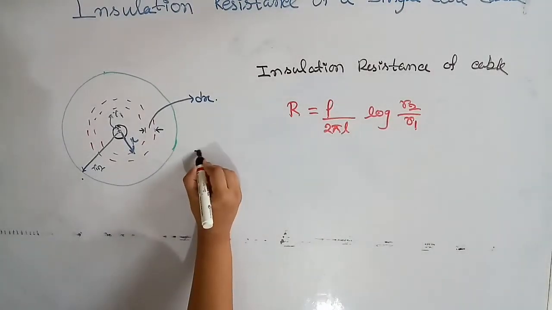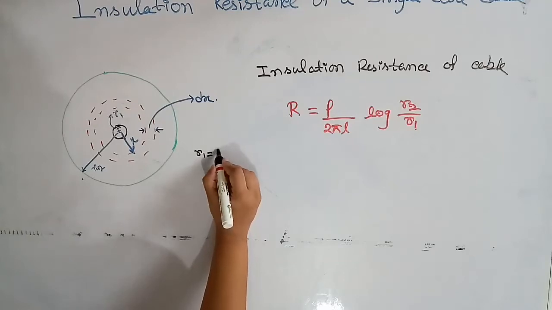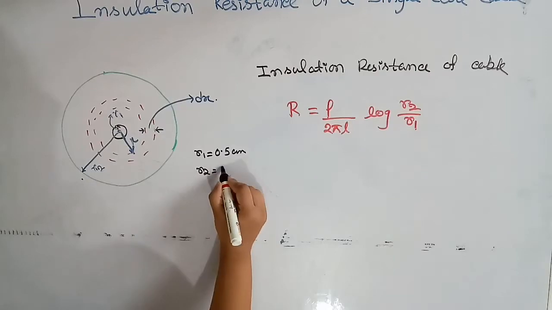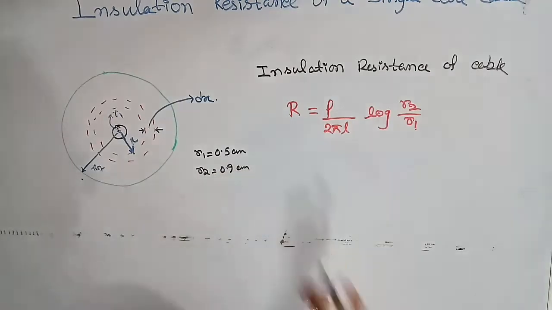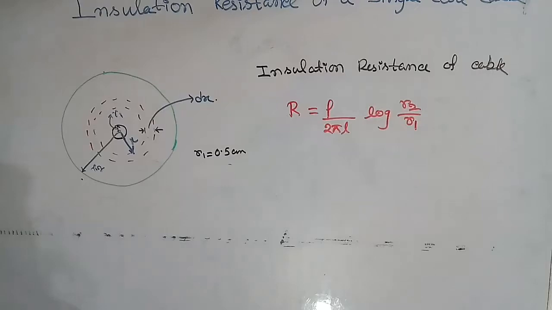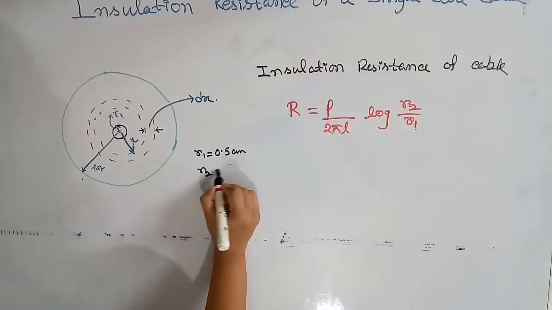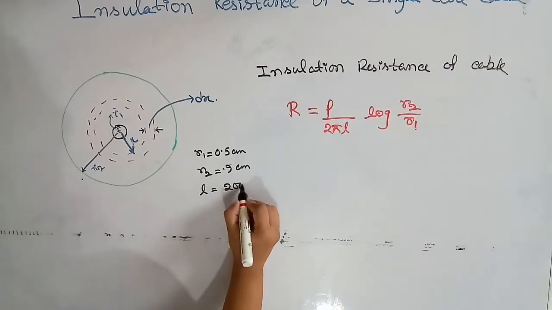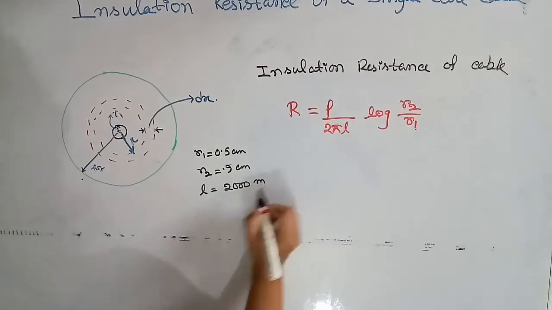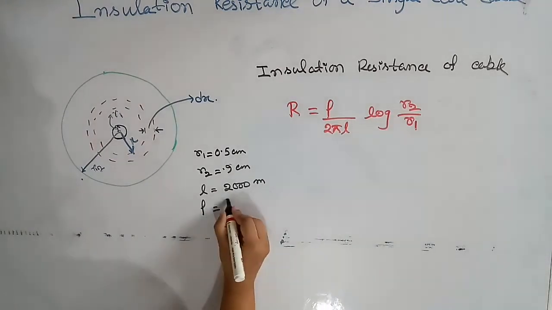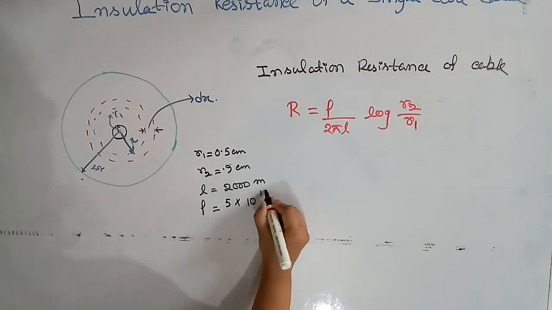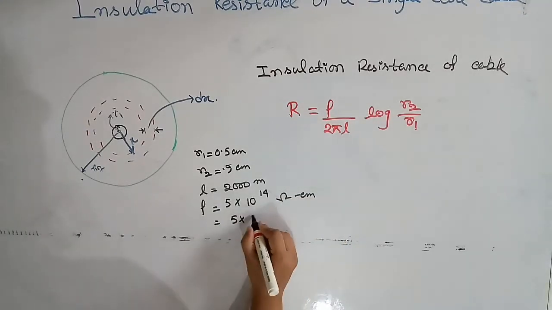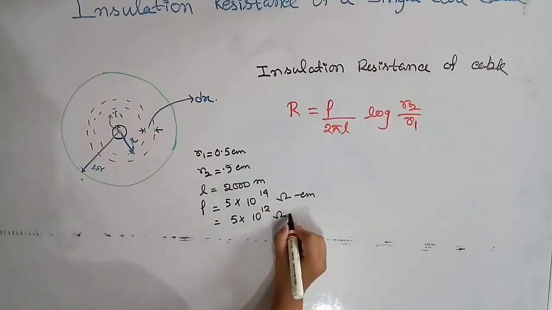What is the value of R1? R1 is 0.5 centimeter. What is R2? R2 is 0.9 centimeter. What is the value of L? L is 2000 meter. And rho is given by 5 into 10 to the power 14 ohm centimeter. Now we have to convert it into meter: 5 into 10 to the power 12 ohm meter.